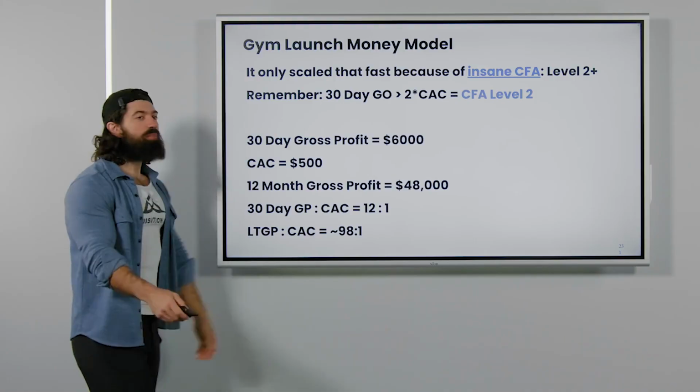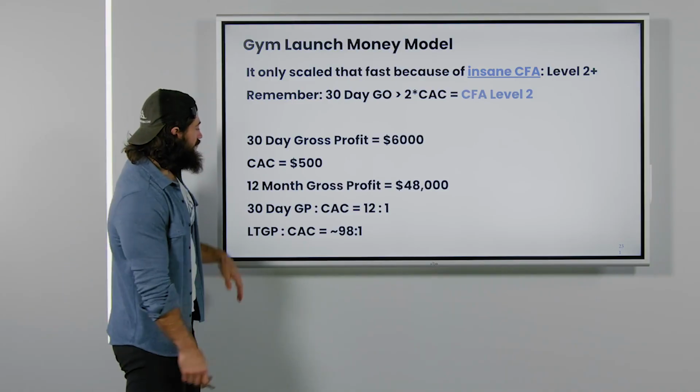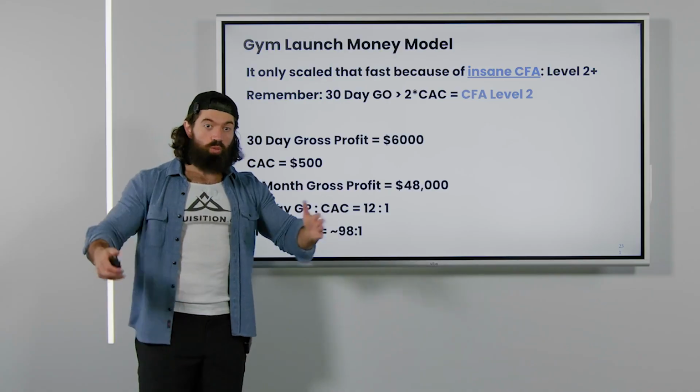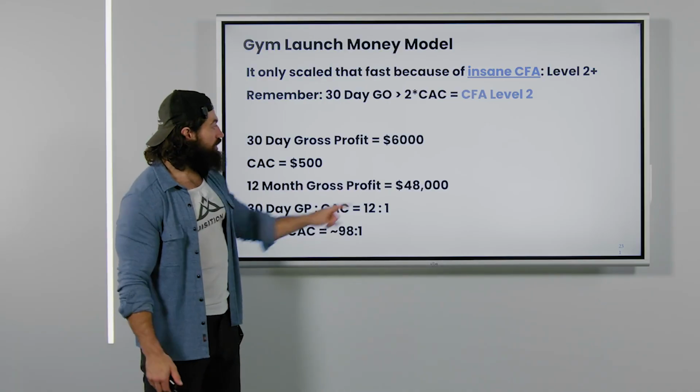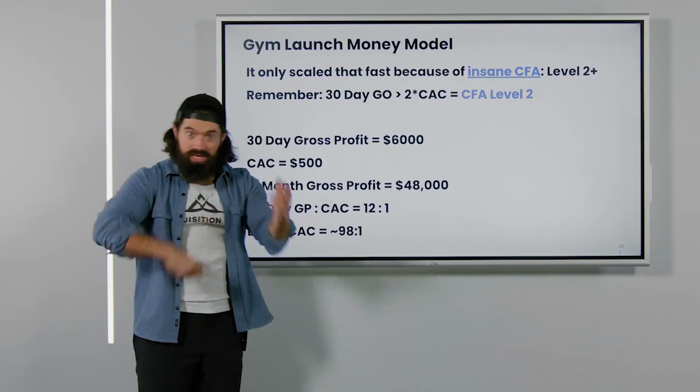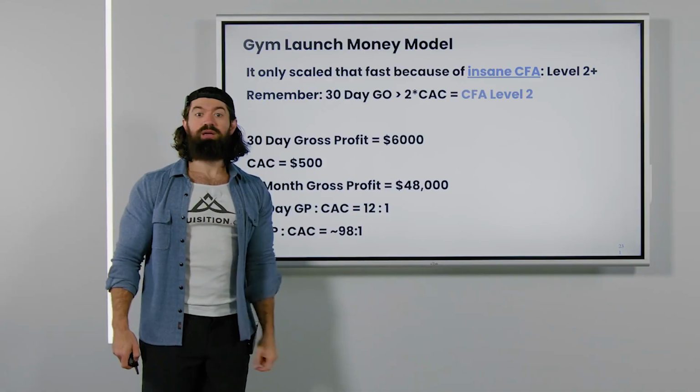If you design a properly designed money model, you can outmake the budget. And then the budget doesn't matter. The point is to spend as much as you possibly can within KPI, KPI meaning key performance indicators. All right. And so our 30-day GP to CAC was 12 to 1. So within 1 month, if I spent $500, I got $6,000 back in the first month. So I'm making money, making money.